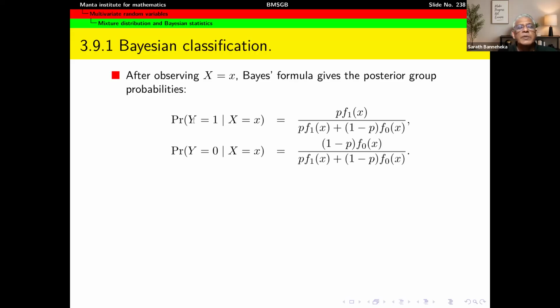So therefore, the probability that y equals 1 given x is equal to simple x will be p times f1(x) divided by f(x), and f(x) is the same as p f1(x) plus (1 minus p) f0(x). So this is f(x). And similarly, the probability that y equals 0 given x is equal to simple x is given by (1 minus p) times f0(x) divided by f(x), where f(x) is the distribution of x for the whole population. That is actually the mixture distribution, right?